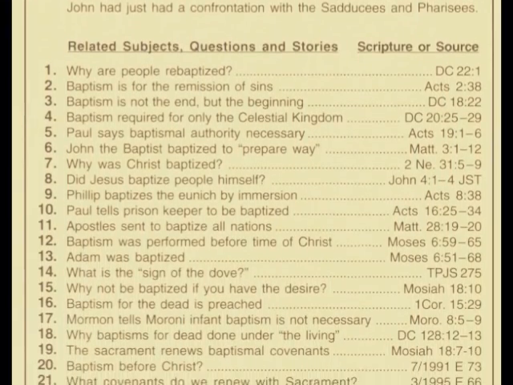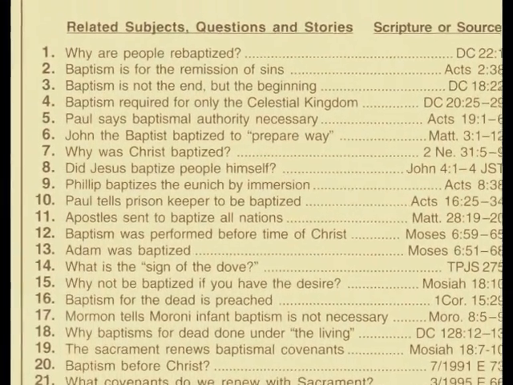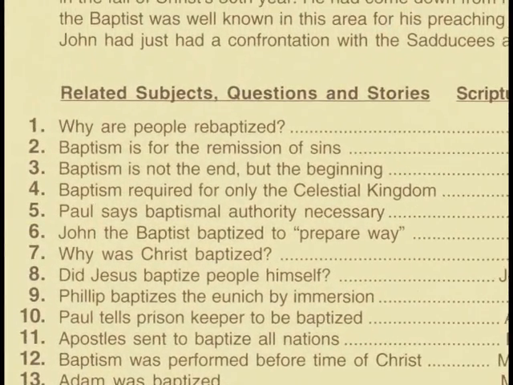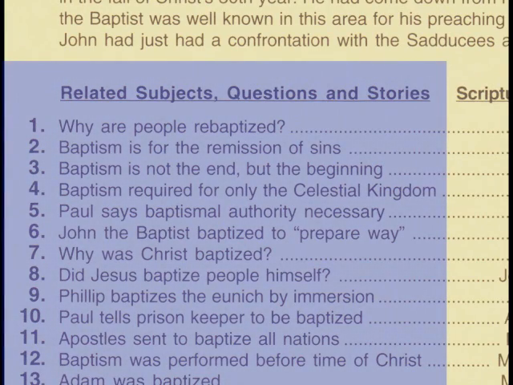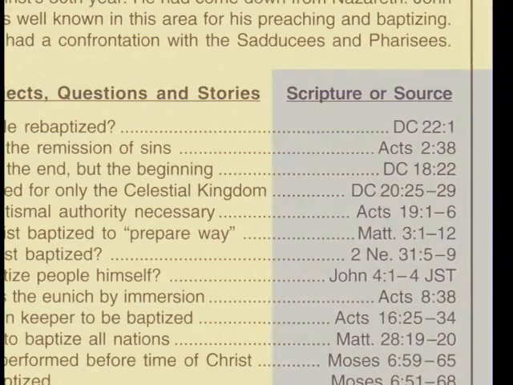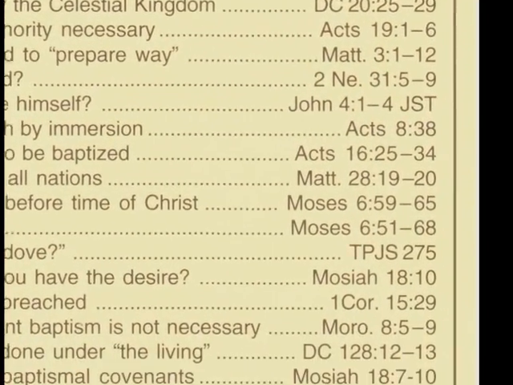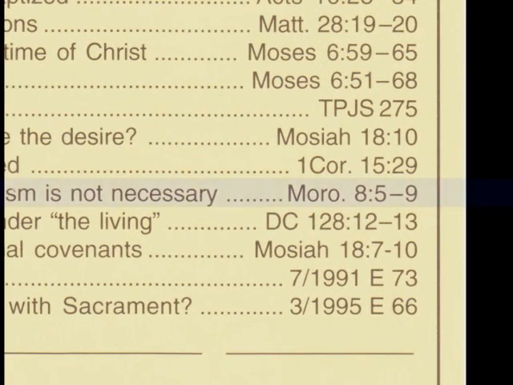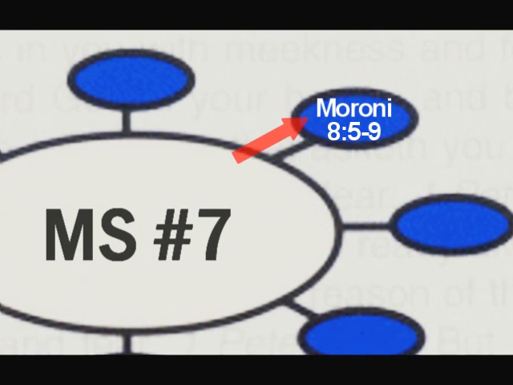Each MS page comes with a variety of sub-subjects or items. These related subjects, questions, and stories are listed underneath with their scripture or source. These are the spokes of our bicycle wheel. You can see every reference on one page that connects to that main subject. You can go out to each spoke and then return to the hub or main subject page.